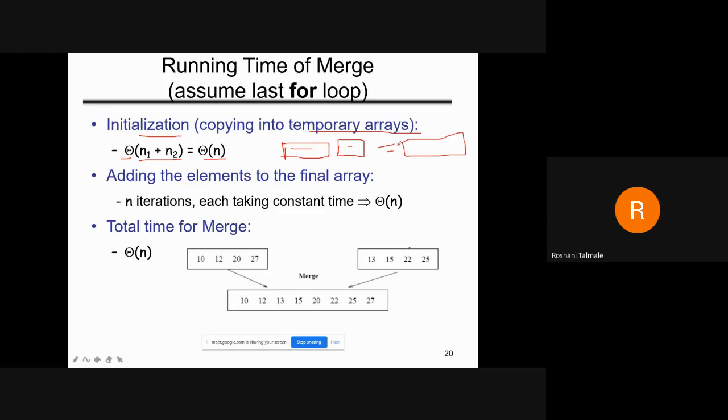Now, next is adding the elements into the final array. This is for n iterations, each taking constant time, so it is theta of n. So the total time for the merge, just remember, is theta n only.